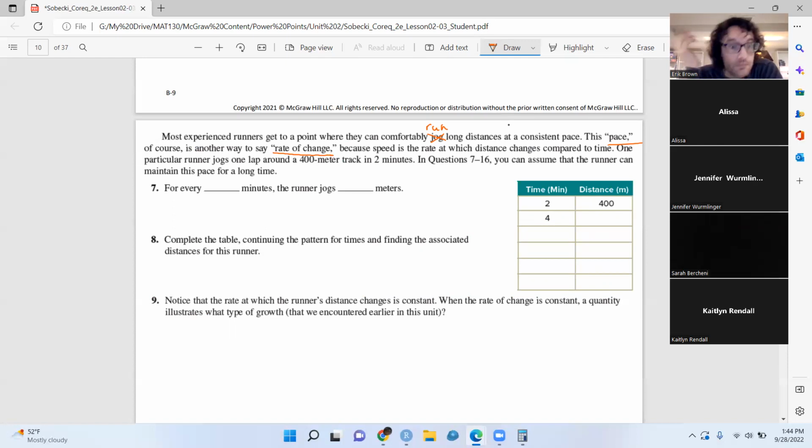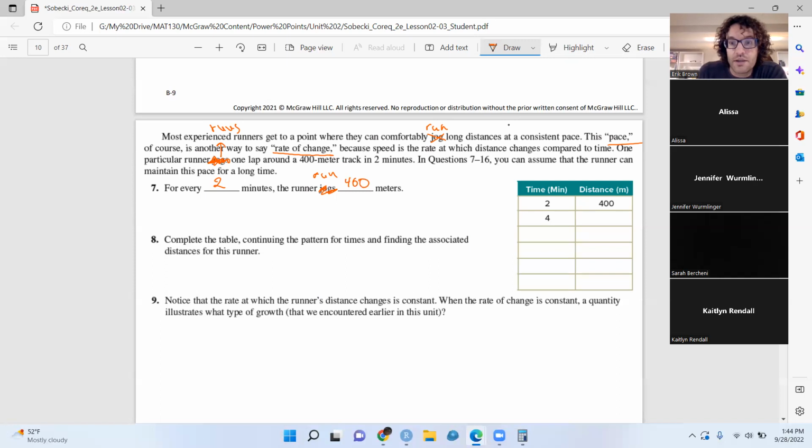So here we go. We've got one runner. I don't like the word jogs. Runs 1 lap around a 400-meter track in 2 minutes. If they can maintain this pace for a long time, awesome. We'll get that for every 2 minutes, the runner runs 400 meters.